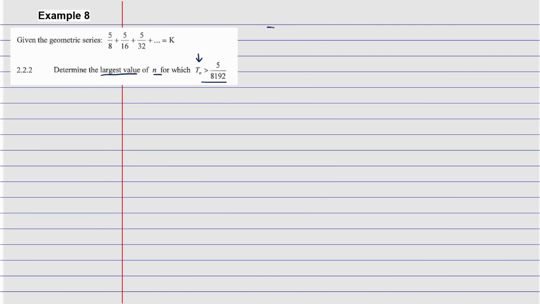So we know the fact that Tn is equal to A times r to the power n minus 1, right? So we need A and r. We already have A, which is going to be this first term. We need r, right? So we know the fact that this is 5 over 8, plus 5 over 16, then this is going to be plus 5 over 32, right? Then it continues till this is equal to k, right?